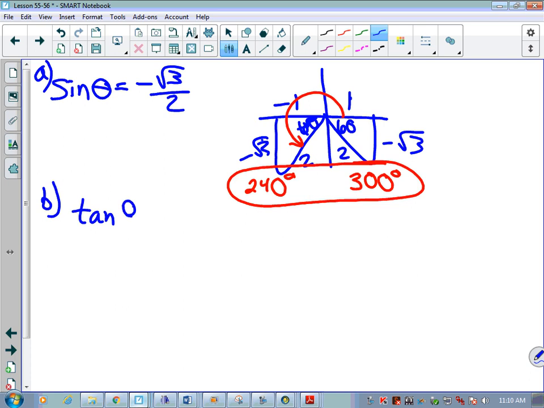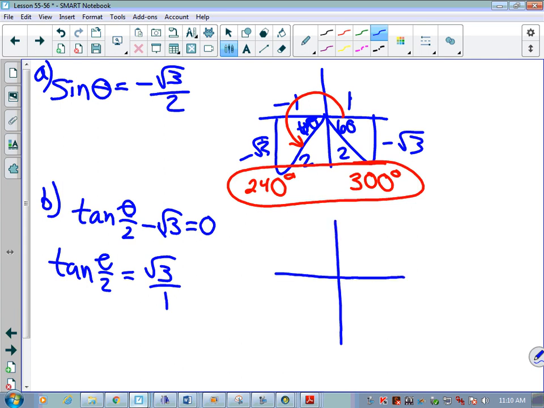Tangent of theta over 2 minus radical 3 equals 0. The first thing you want to do is move the radical 3 over. So we get tangent of theta over 2 equals radical 3, and I can write that as radical 3 over 1. This works out nicely because tangent is opposite over adjacent, or sine over cosine. It's going to be up, with a positive 1. We're going to get a radical 3 here and a 1 there.